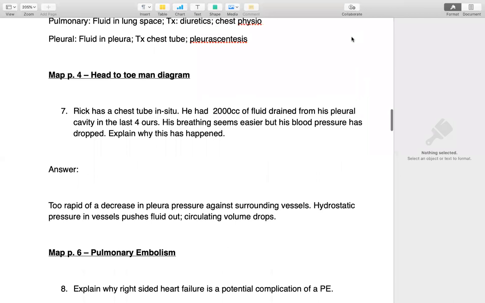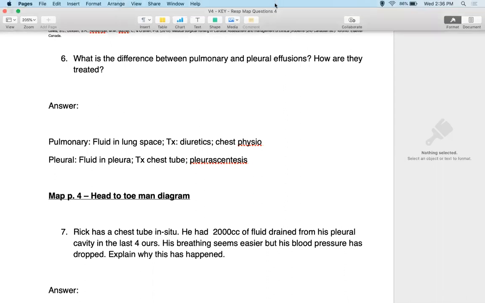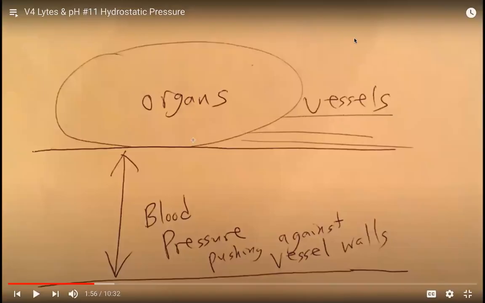So the first question asks about Rick here, and he's getting some fluid drain from his pleural cavity. He's got a chest tube in situ, obviously. Before we get into this, let's look at a picture that we looked at before in Unit 1. So you probably remember this picture. And we talked about hydrostatic pressure in Unit 1 and how it can work in two ways. In the last video, we talked about CHF and how hydrostatic pressure can push fluid through the vessels into tissues.